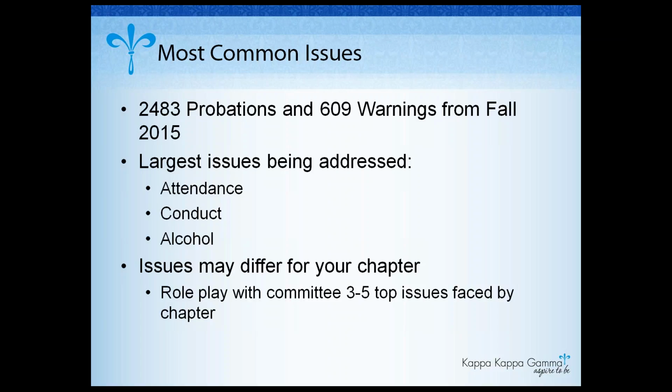The types of issues that we're tracking as far as probation is concerned include academics, alcohol, attendance, chapter rules, conduct, drugs, event issues, finance, hazing, housing, and social media. So like I said, it just helps us to be able to track what the trends are that a chapter might be facing. The largest issues that we saw overall amongst all of the chapters were attendance, conduct, and alcohol.